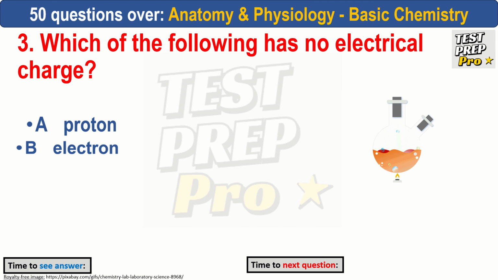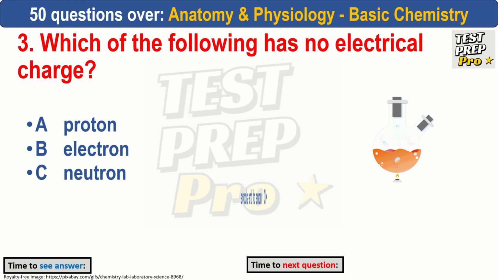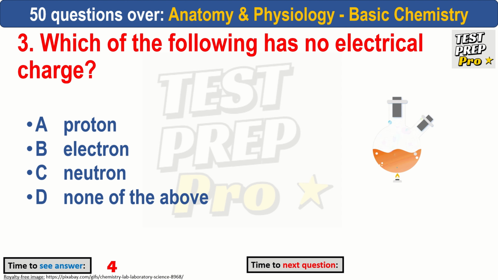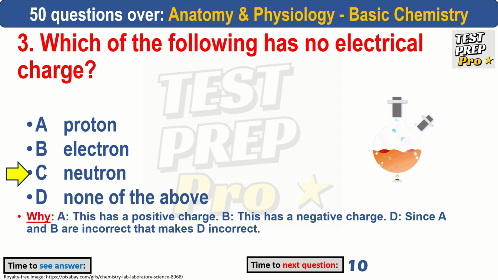Which of the following has no electrical charge? Proton, electron, neutron, or D, none of the above? Neutron. Protons have a positive charge, electrons negative charge, and again, neutrons no set charge at all. That's what's special about them.